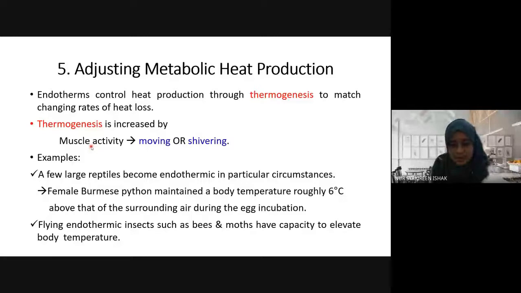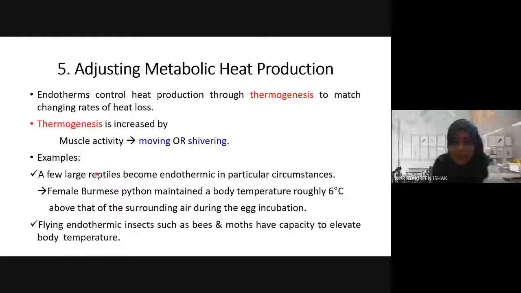Okay, because contraction of muscle requires metabolic activity within the cell to occur. Okay, through, for example, cellular respiration that produces energy for the muscle to contract, and also heat. Okay, so heat is released. So this will increase the body temperature, will maintain the body temperature.